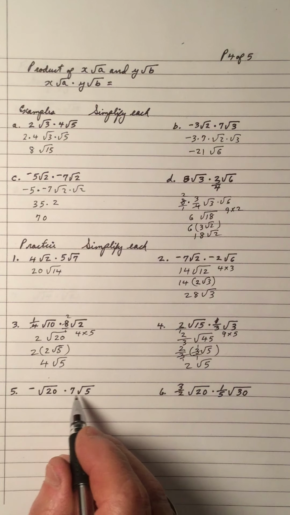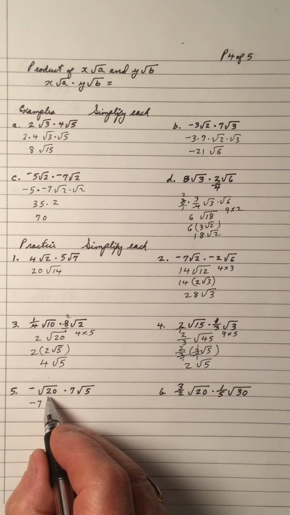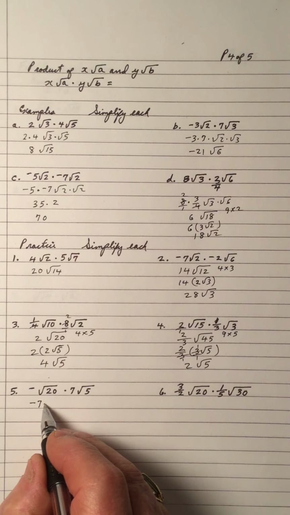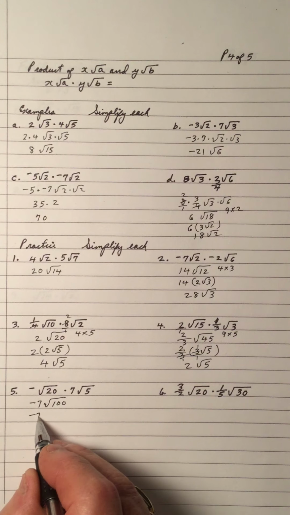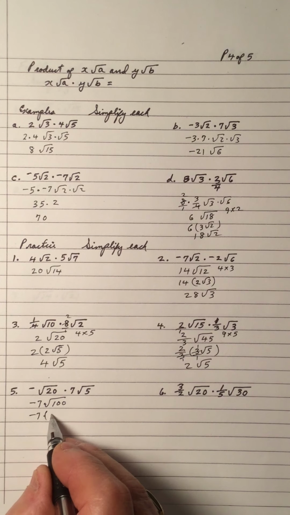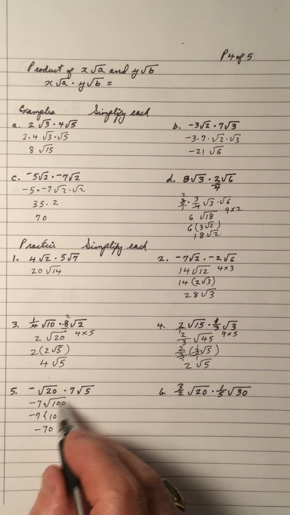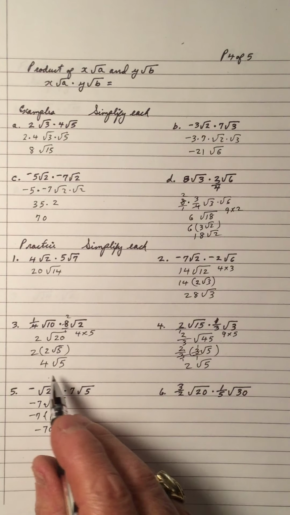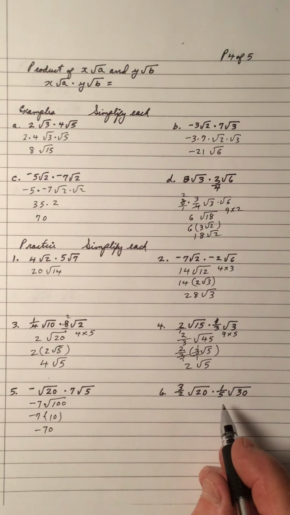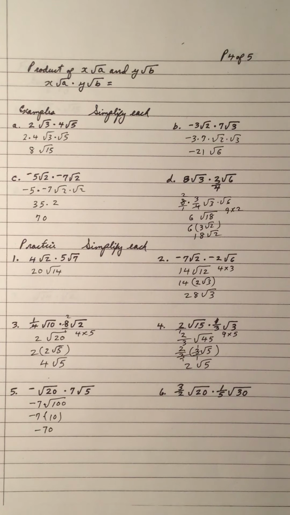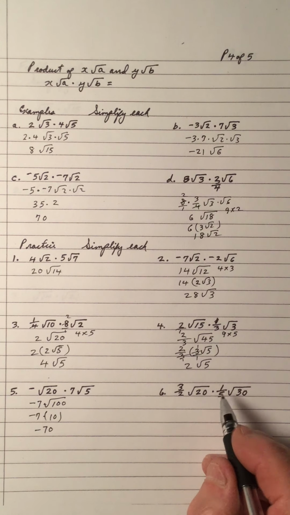And multiply this as a negative 1 times 7. So it's a negative 7. And the square root of 20 times 5 is the square root of 100. So that's negative 7 times 10. So that's negative 70. Sometimes they work out to be, without radicals, integers or rational numbers. And number 6, notice I have 3 over 2 times 1/5.